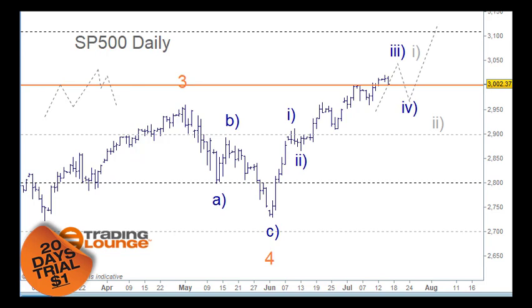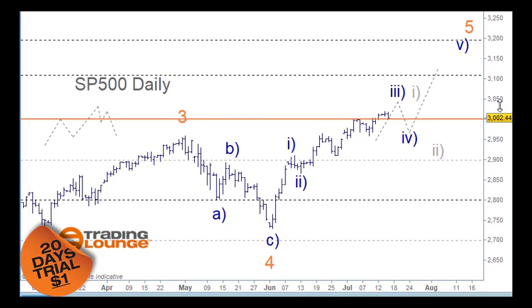Welcome to Trading Lounge and the SP 500 for the 17th of July, starting on the daily chart here. From this wave 4 here, it's possible to count, this is what we went through last video, but it's possible to count 5 waves from this low here to this little high here, and that's the top there.